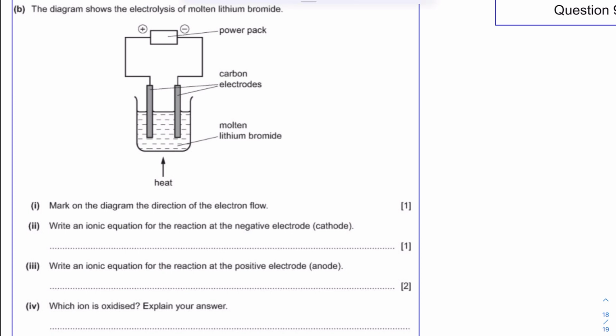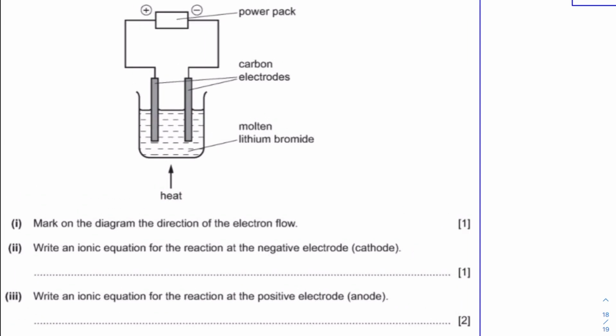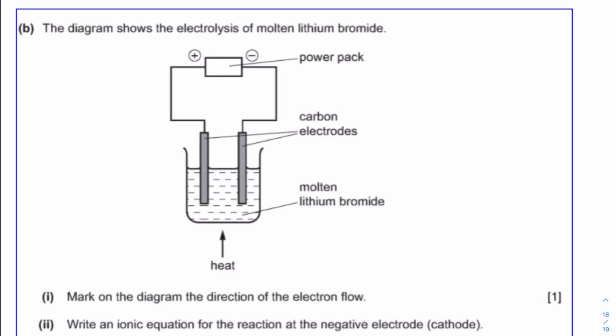Everybody. This is Mrs. Baker's monster paper for paper 4, module 7/8, and this is the final question in the monster paper, question 9. The diagram shows the electrolysis of molten lithium bromide. Mark on the diagram the direction of the electron flow.